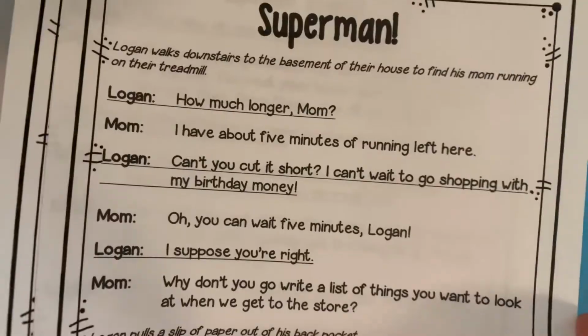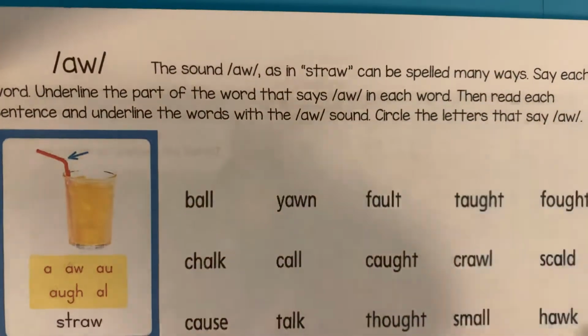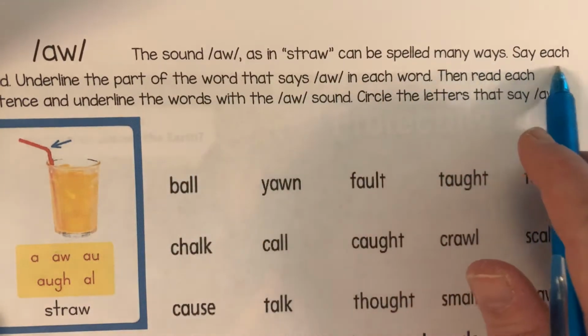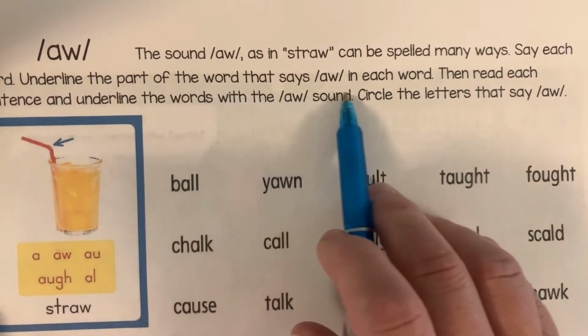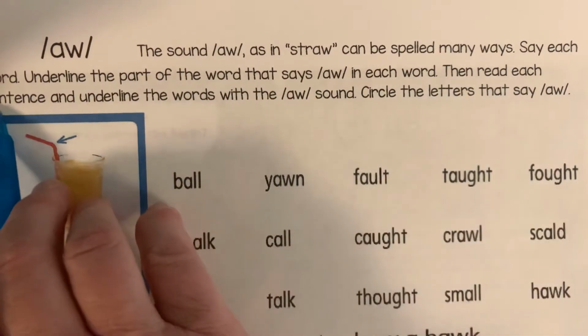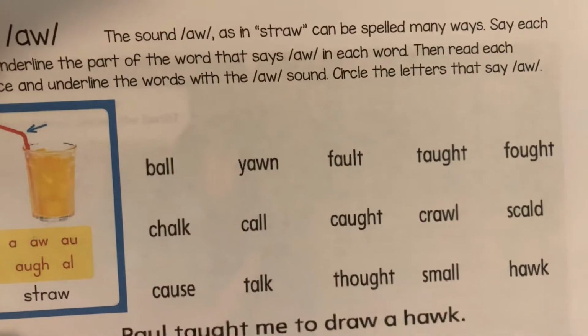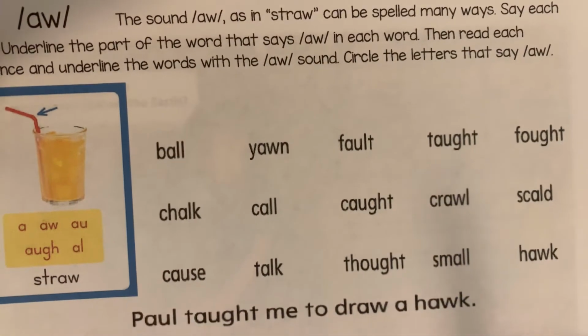All right, the next thing we're going to talk about is our phonics for the week. Our phonics focus is on the sound ah, as in straw. The sound ah can be made many different ways. So you're going to say each word and then underline the part of the word that says ah in each word. Then read each sentence and underline the words with the ah sound. Then circle the letters that say ah. This is just like we used to do with our smartboard in class all together. So we'll do this all together.